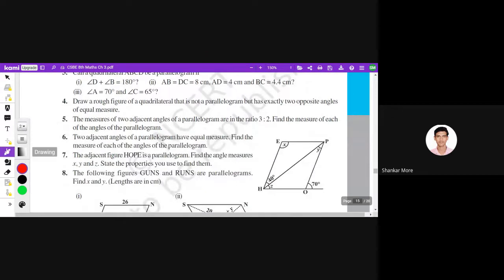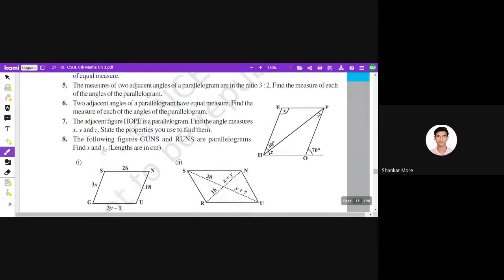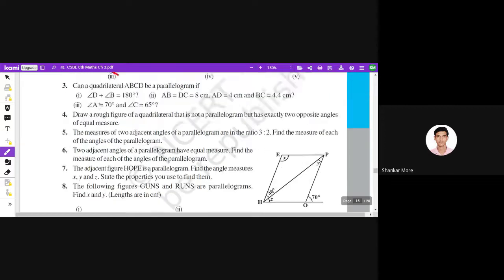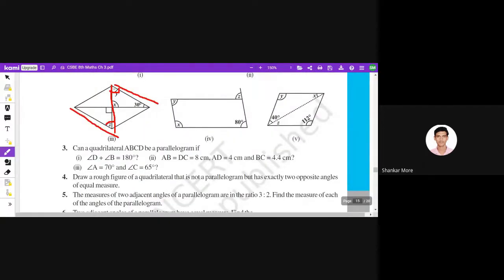I was talking about solving these questions, so solve as many questions as you can. Which property? Actually this is not the property of our parallelogram, but we are using the property of parallel lines.